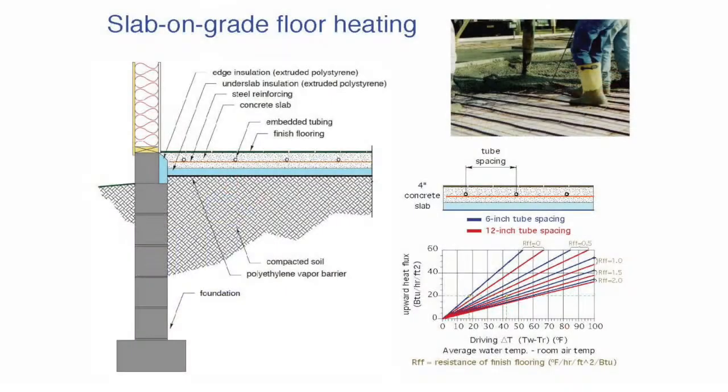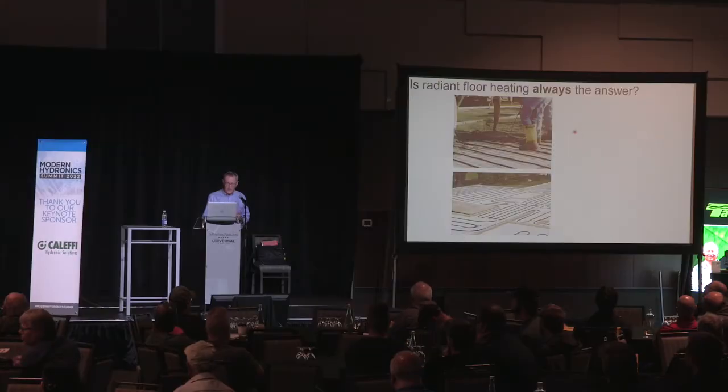I've got a graph there that I use a lot. It just gives me an idea of what the output is with either 6-inch or 12-inch tube spacing and different finished floor resistance values. So that's one option. But I asked the question, is radiant floor heating always the answer? And I've had people say that's all they want to do is radiant floor heating.